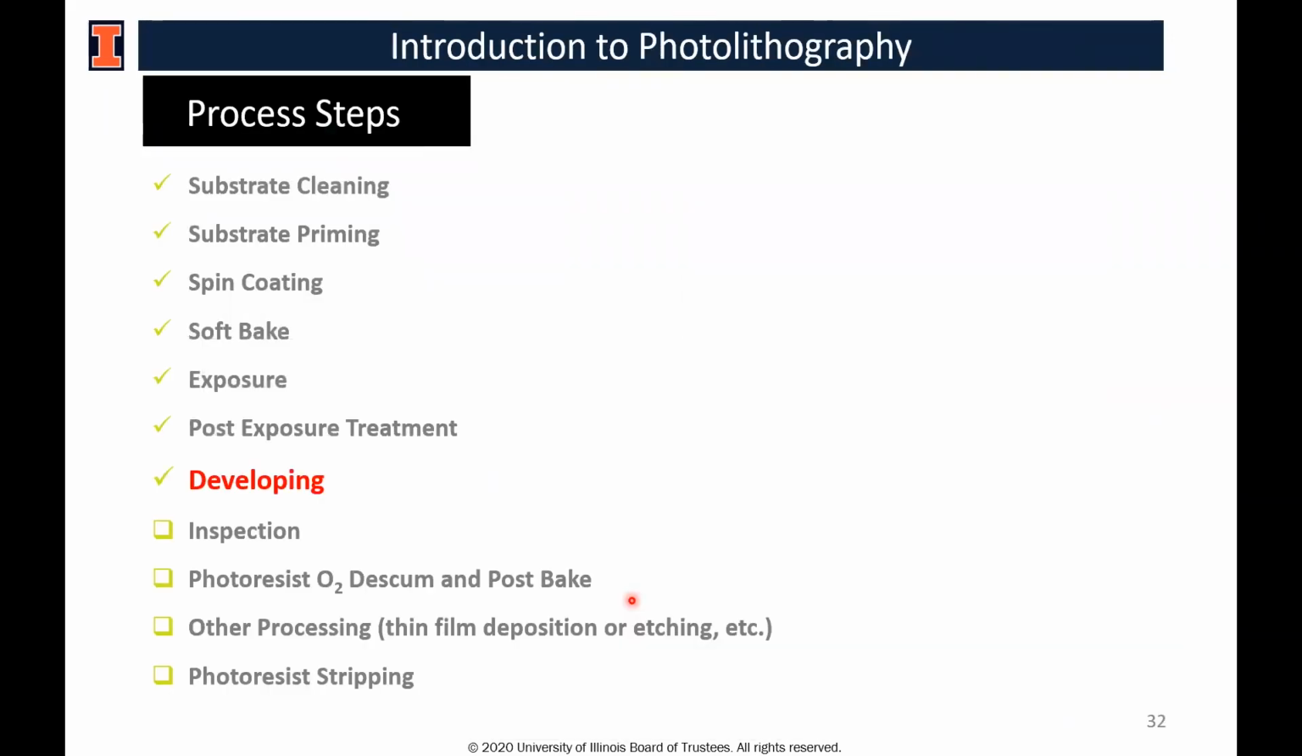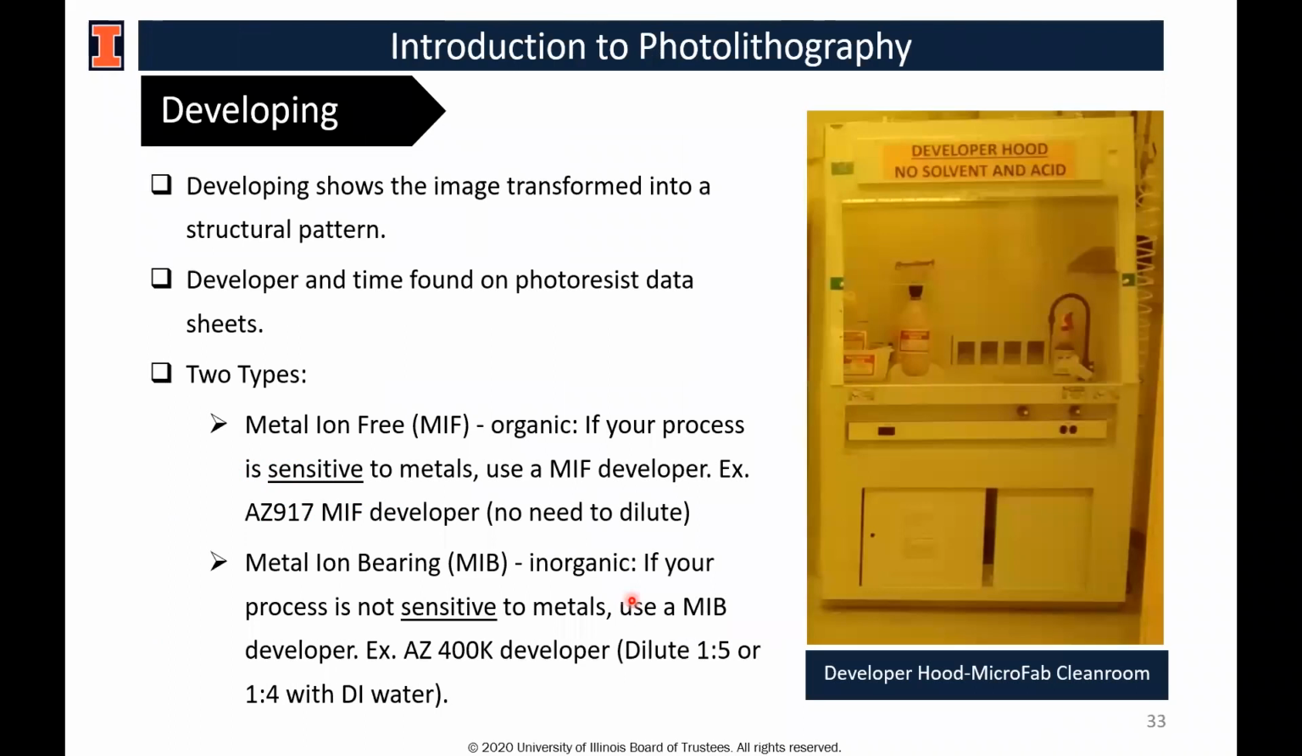Developing. Why do we need to develop? Well, developing shows the image transformed into a structural pattern. Developer and time are found on photoresist data sheets. There are two types of developer. An MIF, or metal ion free, is for organics. If your process is sensitive to metals, we use an MIF developer, for example AZ917, and there's no need to dilute. It's a full strength working developer.